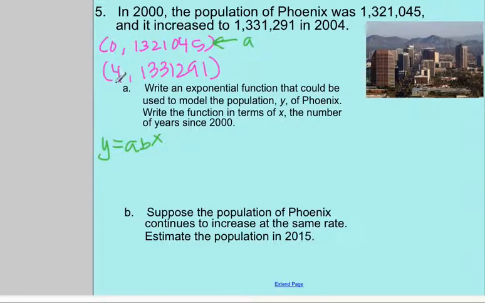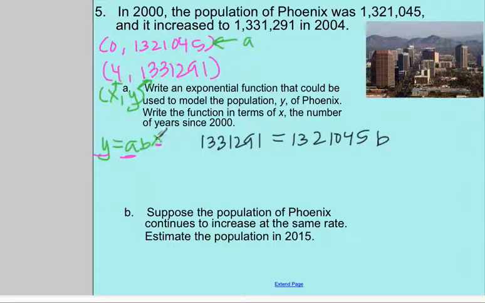Well, this is an ordered pair. An ordered pair is written XY. So this is my X and this is my Y. So what value from here do I not have? Well, I have a Y from right here. I have an X from here and I have my A. I do not have B. So I need to do a little work to solve for B. So let's set up what I do know. I know what Y is, equals my A value. Then it's B to the X, which is 4. So I need to solve for B.